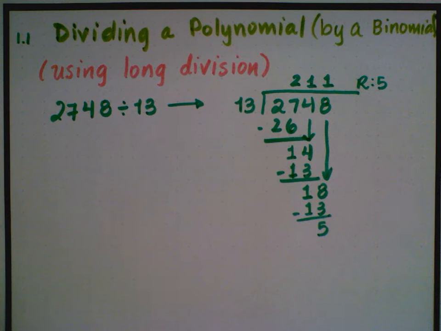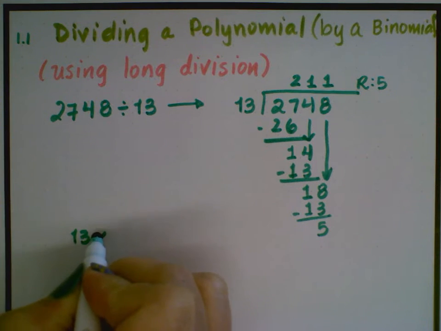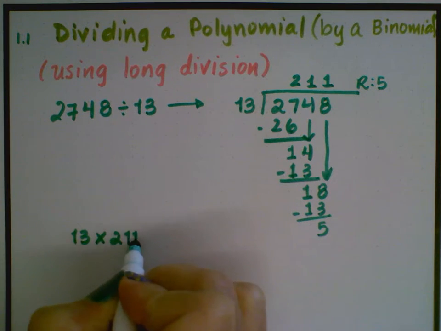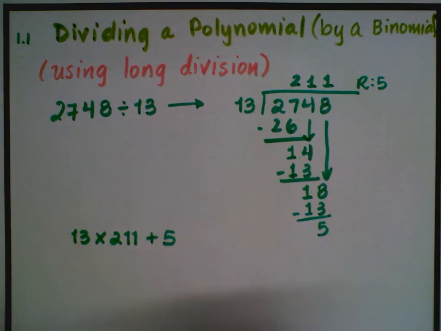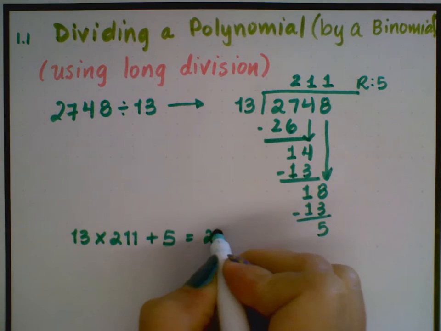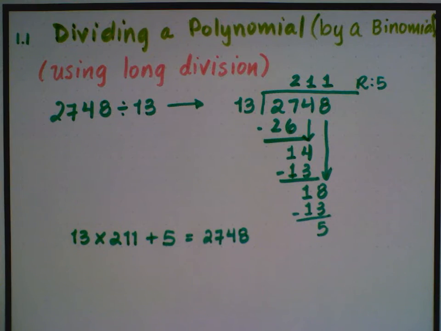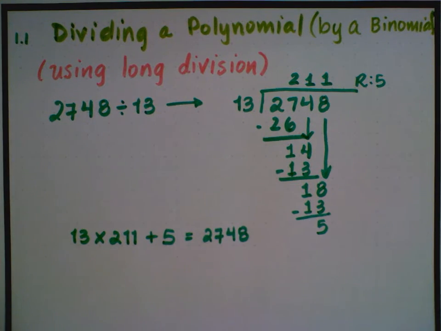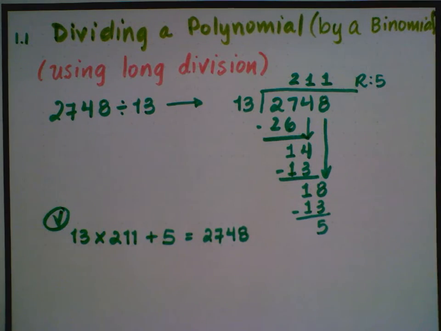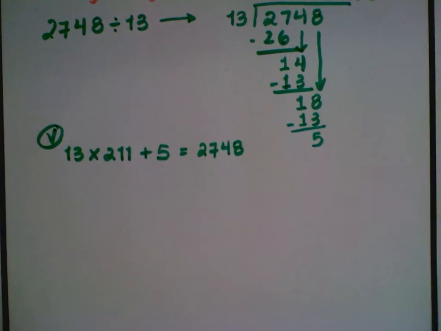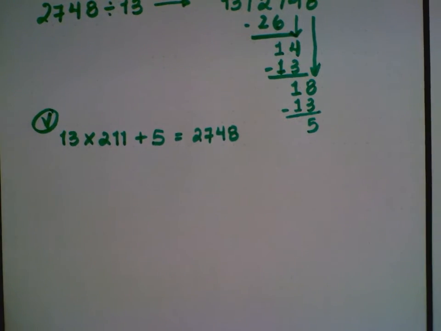So what that means is that if I multiply 13 by 211, and then I add 5 to the result of that multiplication, I should get 2,748. And you can verify that with your calculator. So verification: plug it in your calculator and make sure. If it doesn't work out, it means that there's an error somewhere in the steps.